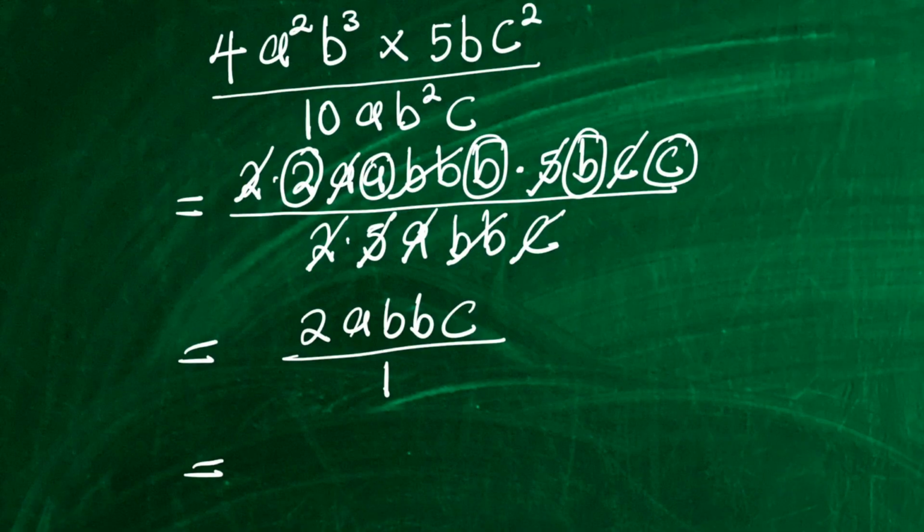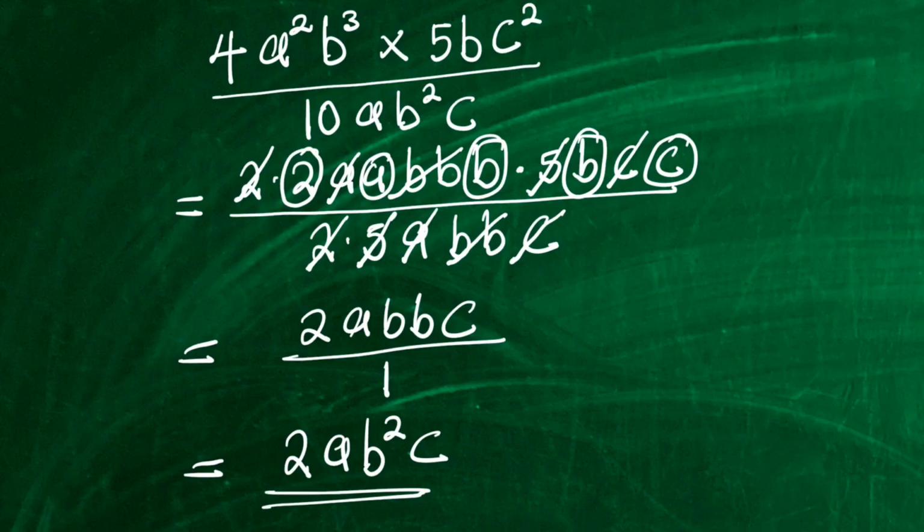Okay? Any number divided by 1 is that number. So I can just write this out as 2A. B multiplied by B is B squared C. And we are done, guys.